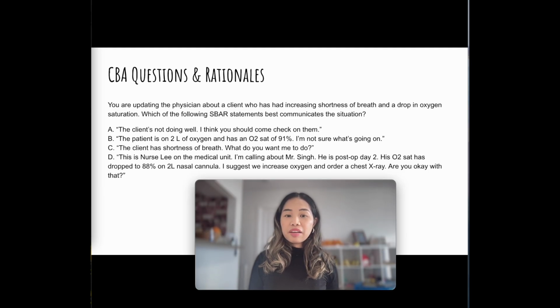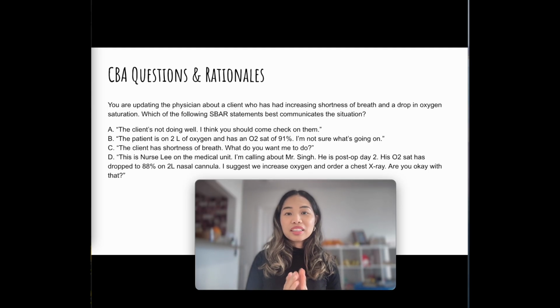Or letter D, this is Nurse Lee on the medical unit. I'm calling about Mr. Singh. He is post-op day 2. His O2 sat has dropped to 88% on 2 liters nasal cannula. I suggest we increase oxygen and order a chest x-ray. Are you okay with that?